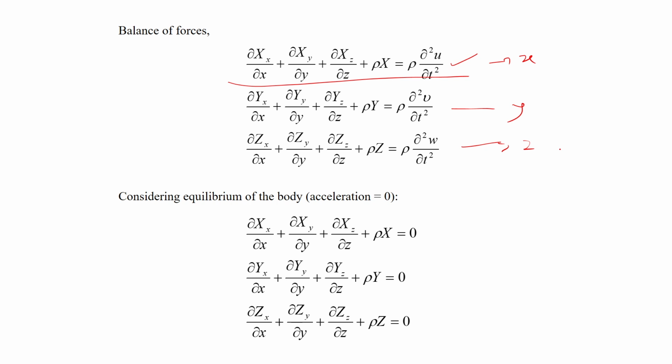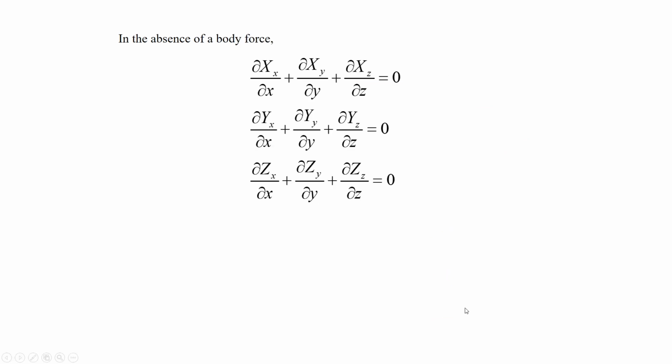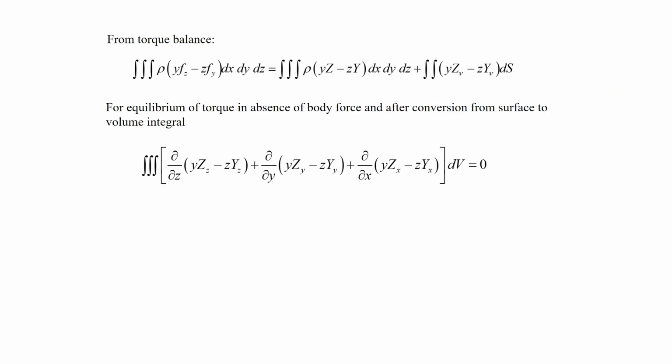Now, in most of the problems that we will solve, we will have the body at equilibrium. So, we will not consider this acceleration. The acceleration term is equal to 0, so the right hand side is 0, and therefore we have this equation. And if we say that we do not have any body force, then we have this equation, where the body force terms fx, fy, fz are also equal to 0.